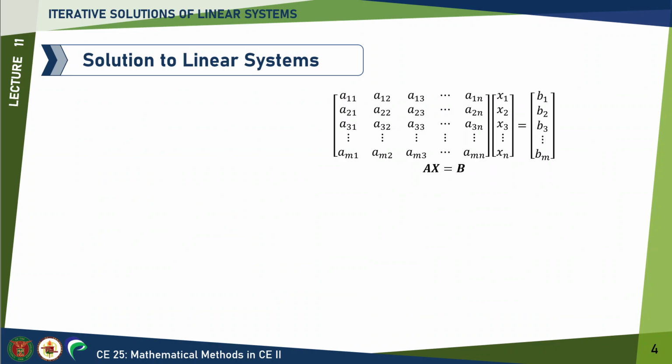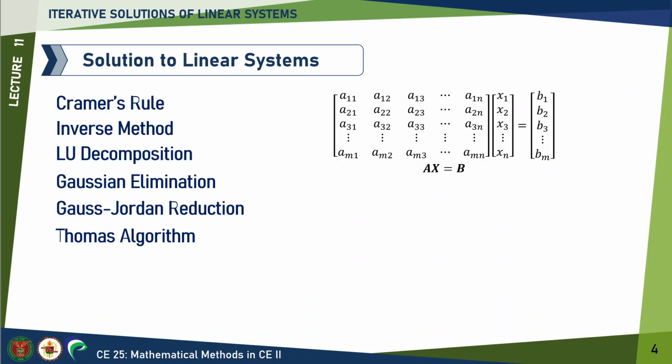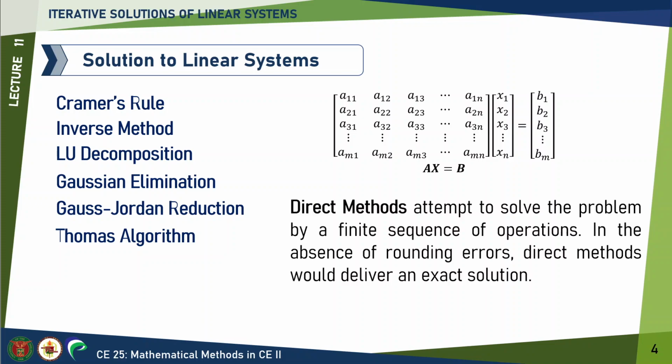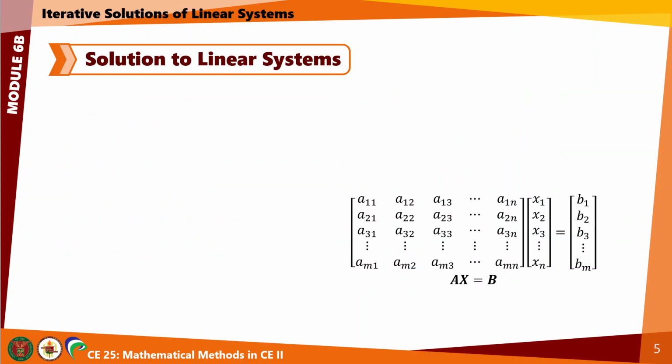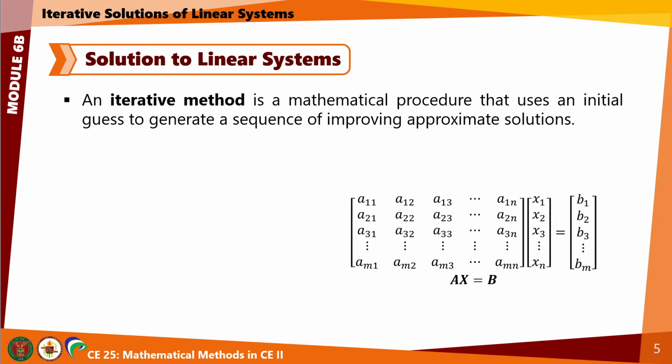From your CE24, we have different direct methods, analytical methods, to solve for these linear systems. We have Cramer's rule, the inverse method, until the Thomas algorithm. These direct methods solve the problem by a finite sequence of operations, and you get the exact solution. But this time, in CE25, we'll be solving these linear systems using an iterative method where we use an initial guess and generate a sequence of iterations to get an approximate solution to this system of linear equations. Okay?